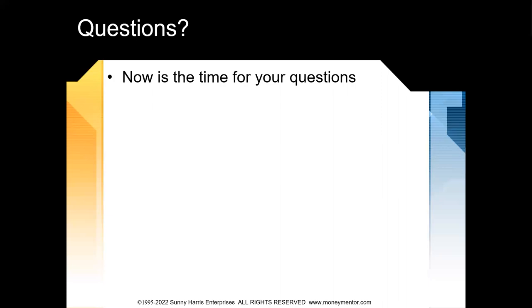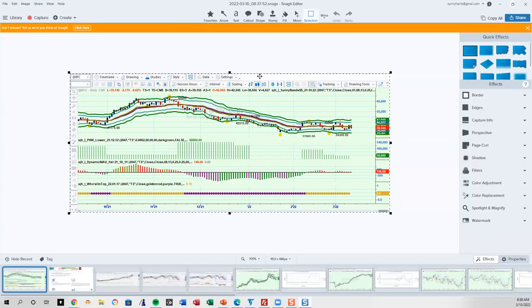Hang on one second while I capture this. I wonder if I can paste it right there. No, I can't. So I can bring Snagit down to this chart right here. And there's the Bitcoin daily chart. And you can see the DMA is flat.